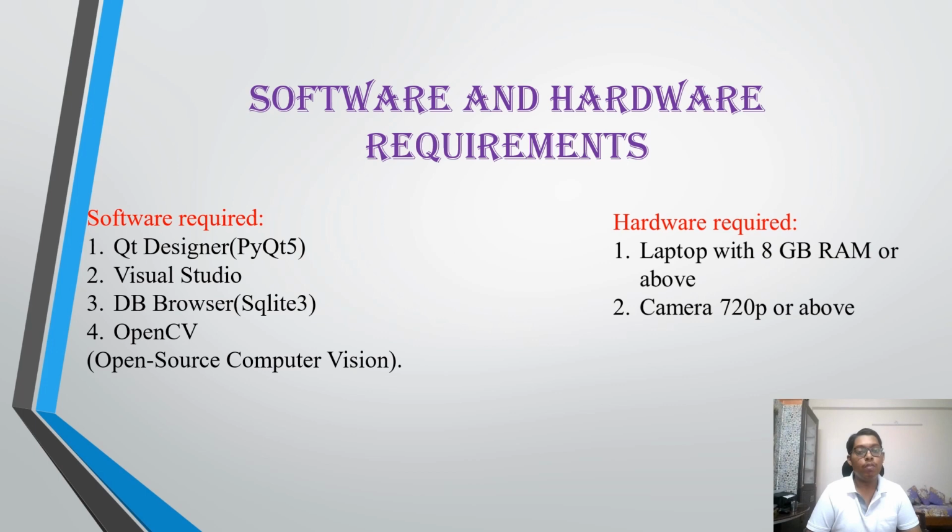Next is OpenCV. The full form is Open Source Computer Vision. OpenCV was built to provide a common infrastructure for computer vision applications, to accelerate the use of machine perception in commercial products. OpenCV is used for business or to modify the code. For hardware requirements, the first is a laptop with 8 GB RAM or above, and second is a web camera of 720 pixels or above.